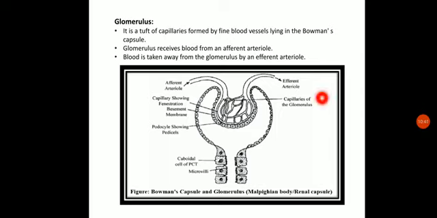Okay, now they are blind double walled cup structures. This is a cup shaped structure, and it has got two walls. This is the first wall, and this is the second wall, the outer wall. So what is Bowman's capsule? It is a blind double walled cup shaped structure. The two walls of Bowman's capsule are the inner one, that is visceral, and the other one is parietal.